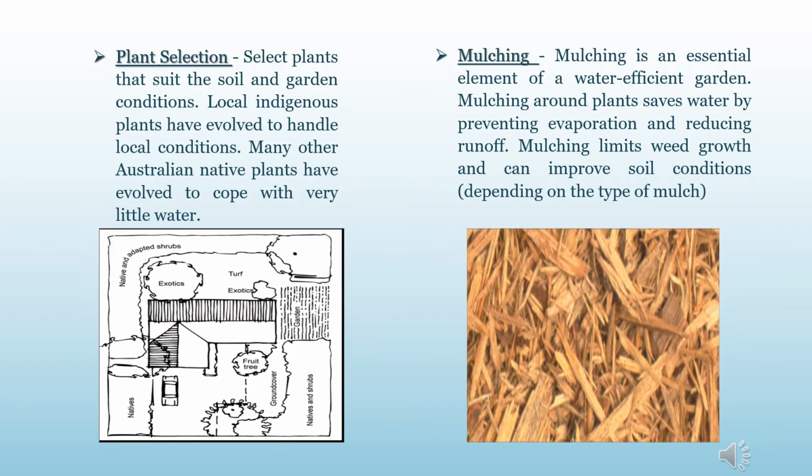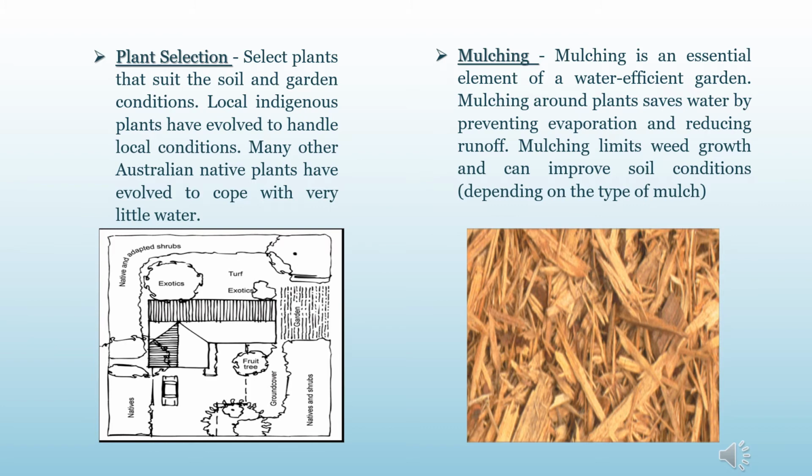Plant selection. Here we have an image of specific plant areas. Select plants to suit the soil and garden conditions. Local indigenous plants have evolved to handle local conditions. Many other Australian native plants have evolved to cope with very little water.